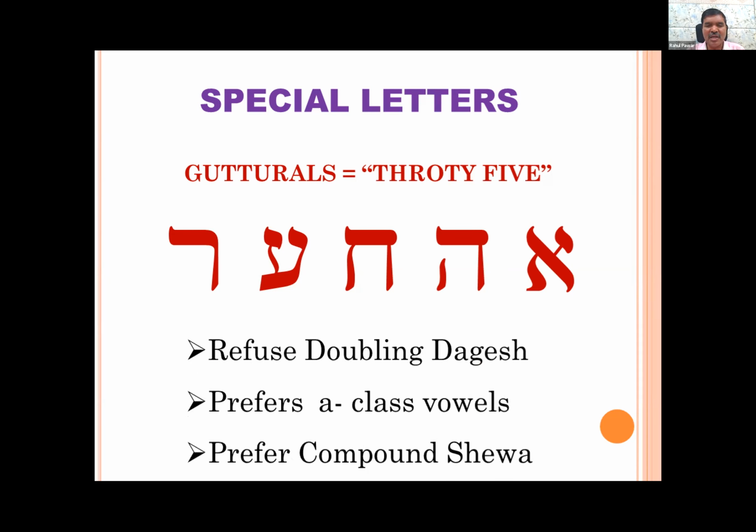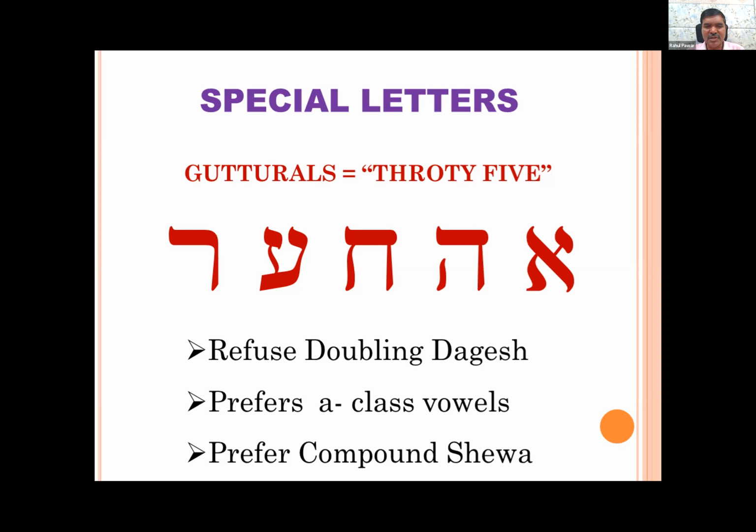These gutturals have 3 characteristics, and they take special attention in the second and third levels. You need to remember these 3 characteristics by heart at this stage, because if you are clear about them, then in the second and third levels you will not face any problem. The first property is that they refuse doubling, Dagesh. Second, they prefer A-class vowels. And third, they prefer compound Shiva.